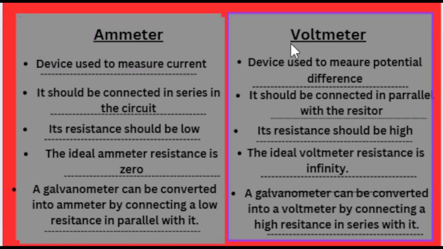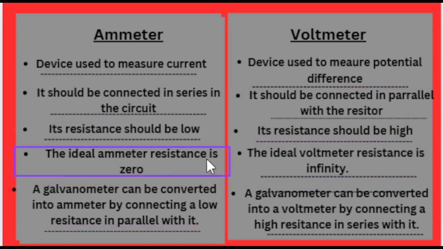Difference between an ammeter and a voltmeter. An ammeter is a device that is used to measure current. A voltmeter is a device that is used to measure potential difference. An ammeter should always be connected in series in the circuit, whereas a voltmeter should be connected in parallel with the resistor. The resistance of the ammeter should be low, whereas the resistance of the voltmeter should be high.